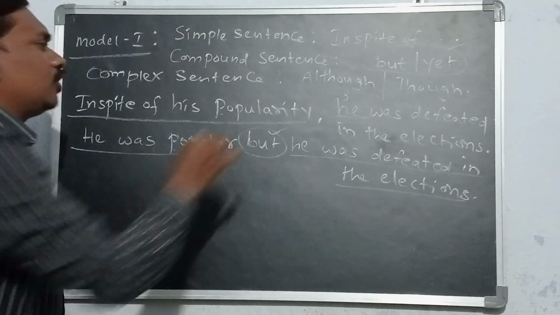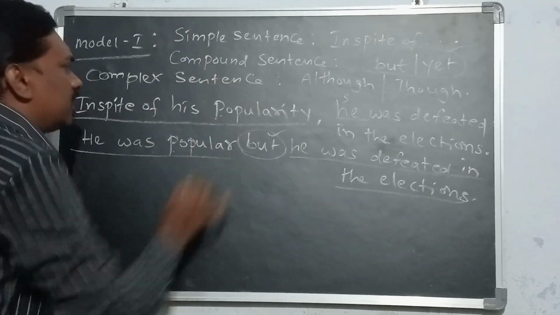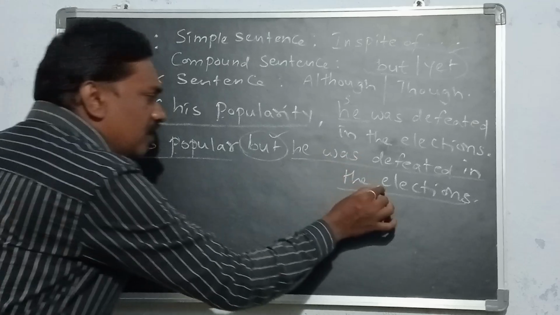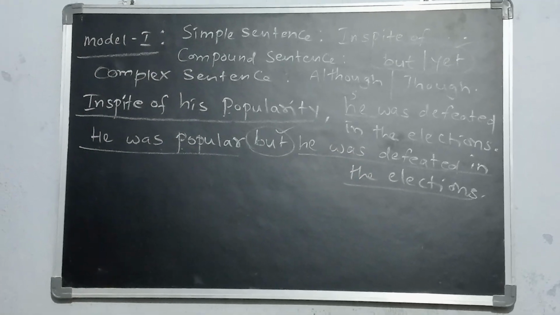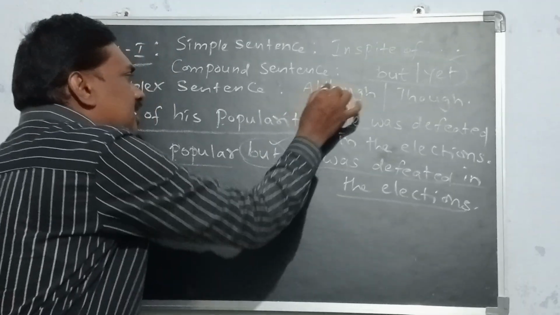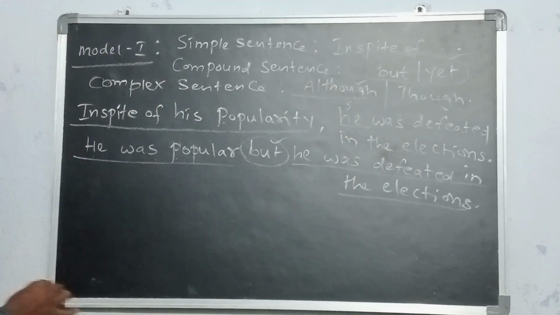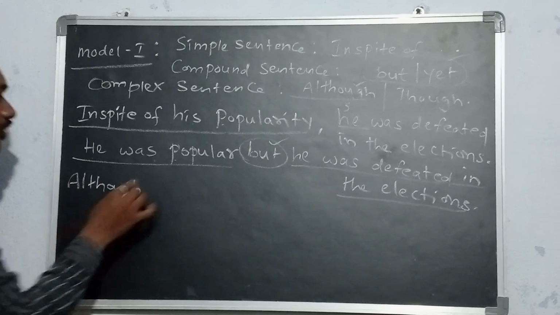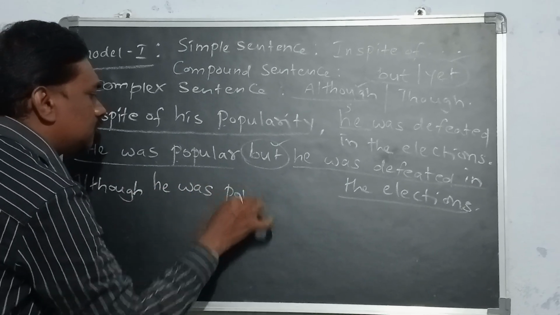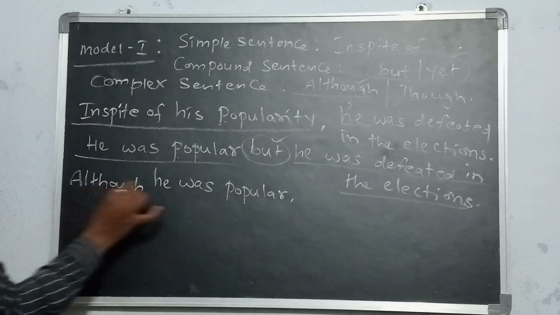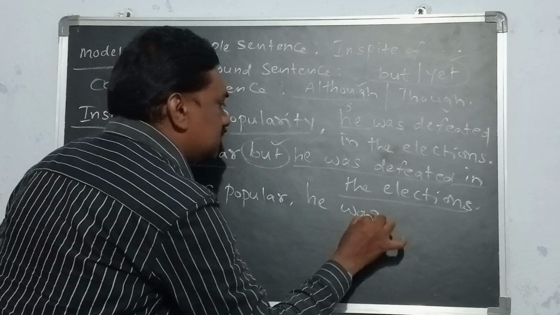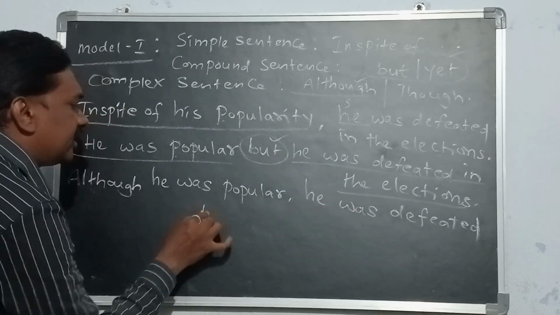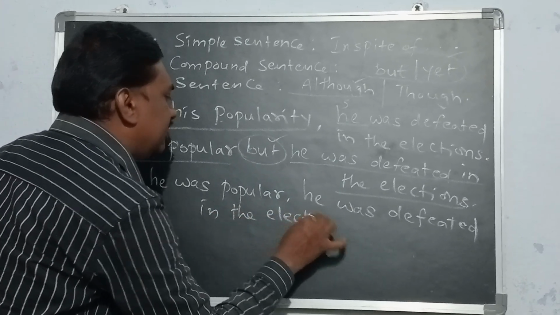Next, now we are going to write the complex sentence. So generally in complex sentence, we should have one or more subordinate clauses and one main clause. Already we have one main clause. So now we write with subordinate clause. Generally subordinate clause begins with subordinative conjunction, that is although or though in this model. So begin with although. Although is subordinative conjunction. Although he was popular, he was defeated in the elections.